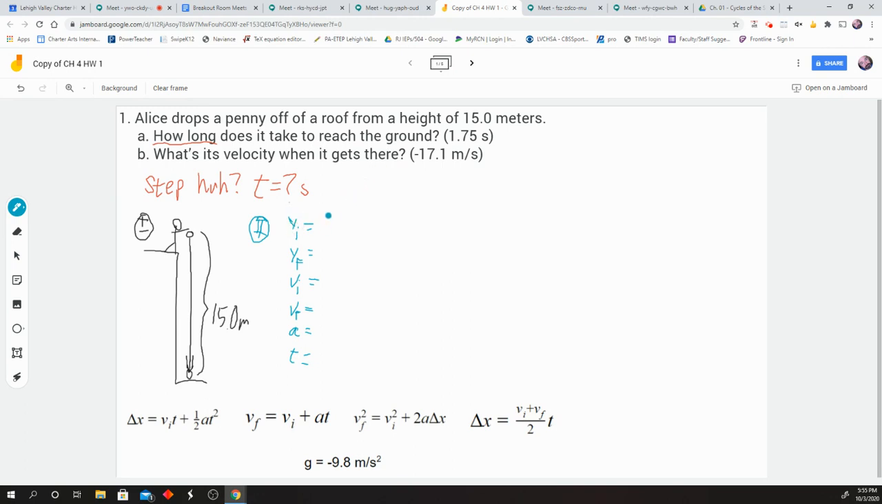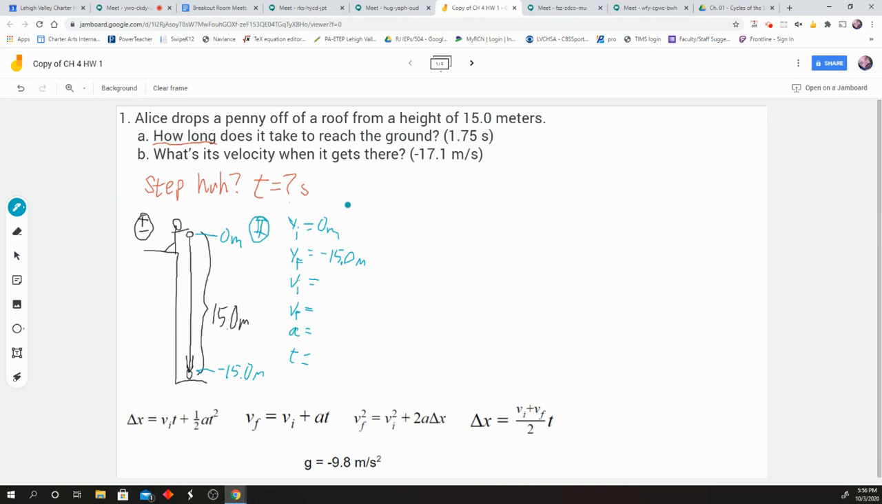So y initial, what height are we starting at? In kinematics problems, always make y initial or x initial 0. So 0 meters. What that means is this height right here that we're starting at, we're going to call 0 meters. Now, y final is the height that this thing ends at. So that's down here. It's 15 meters below where we started, and where we started, we're calling 0. So we have to call this minus 15.0 meters.